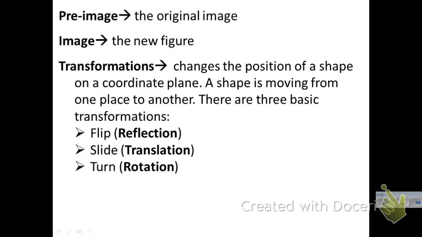Okay, our pre-image is what the original image is called. I always say it's the image we begin with. The image that we end with, or the new figure, is what we call the image. Transformations change the position of a shape on a coordinate plane. A shape is moving from one place to another. There are three basic transformations. One is a flip, which we call a reflection. A slide is a translation, and a turn is a rotation. I'll give you examples of those on the next few slides.